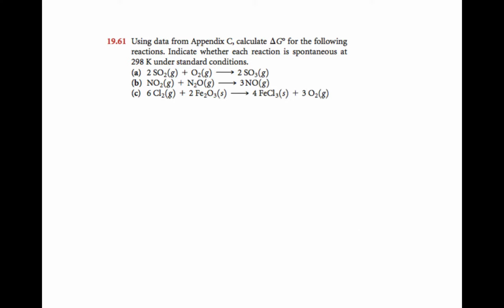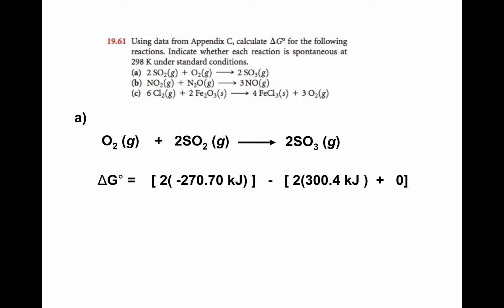Using the data from Appendix C, calculate the delta G naught value for the reactions. Indicate whether the reaction is spontaneous at 298 Kelvin under standard conditions. All right, so we've already established that if you have a negative value for delta G naught, you're going to have a spontaneous reaction. So I just plug into products minus reactants, right? If I completely change reactants into products, I look at the value for the complete transference, and it's a way of equating it to the equilibrium constant.